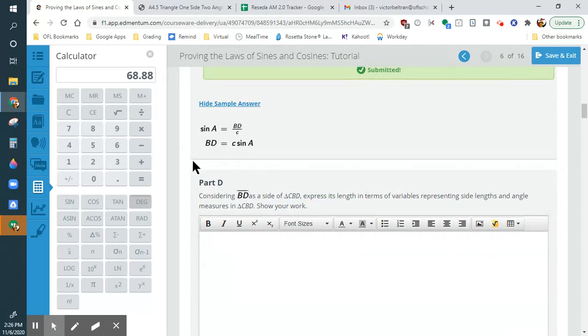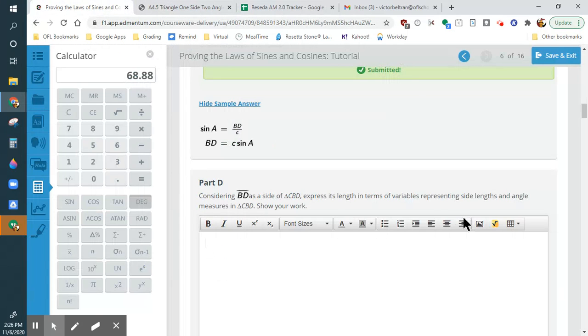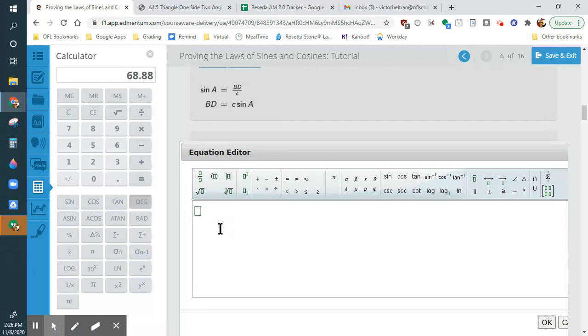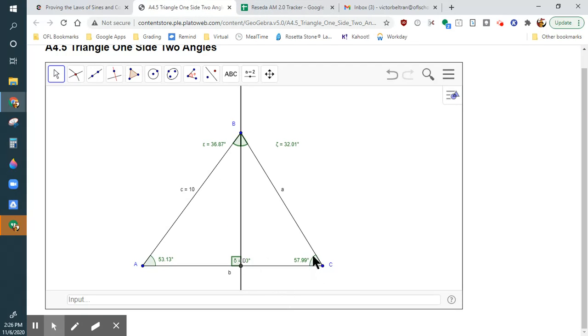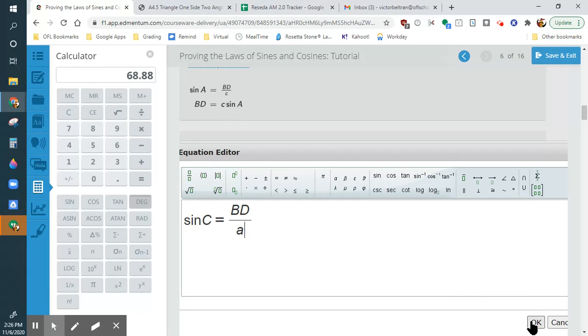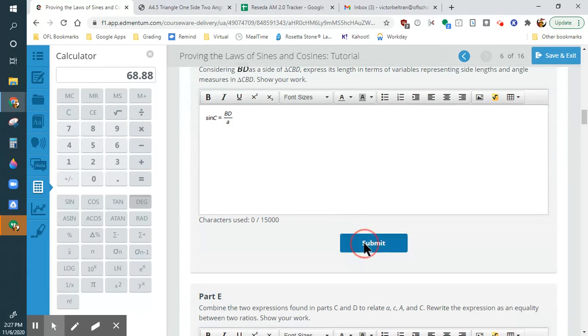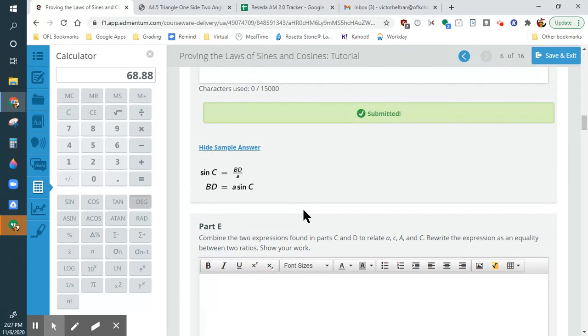Okay, so now that I did this a little weird, I'm going to do it the other way, but this time I am going to use the variables. So I'm going to say that sine of C is equal to the fraction BD over our hypotenuse, which in this case is A. So I'm going to put little a. Oh, I see how they're going to make us prove it. Now we're going to combine this to make them both fractions.